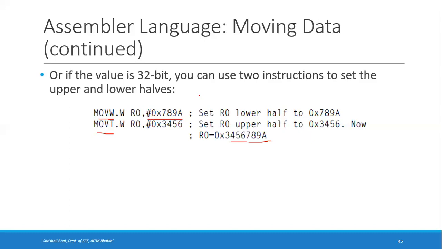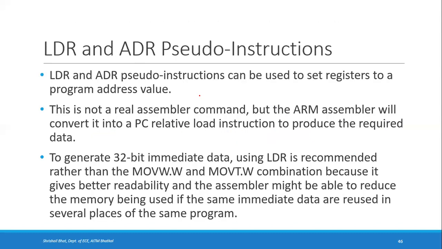Apart from this, there are some pseudo-instructions that we are going to use. We call them LDR and ADR pseudo-instructions. LDR is a load instruction which we have already seen, but we can also use it as a pseudo-instruction to load certain addresses. So we will see what it means. It is used to set the registers to a program address value. If you want to load certain address values into registers, you can use LDR and ADR.